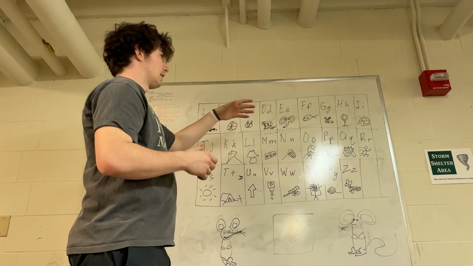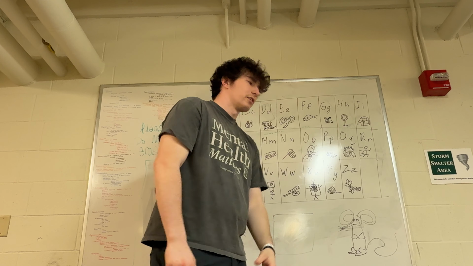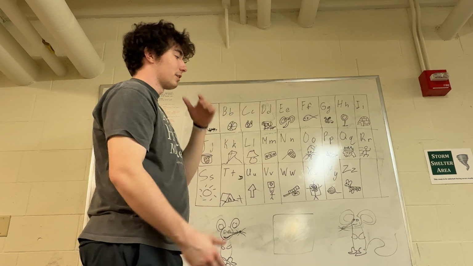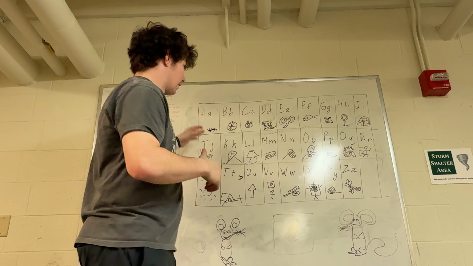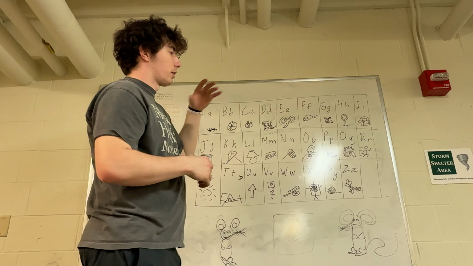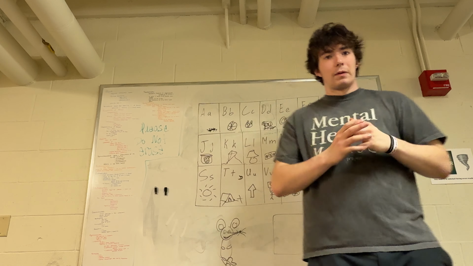Dog is D, E, elephant. This is a goat. Very crude drawings. You can customize this however your artistic skills allow you to. Like I was saying, every single letter, uppercase, lowercase, and it has a picture with it. That will come in handy for when we get to the game.